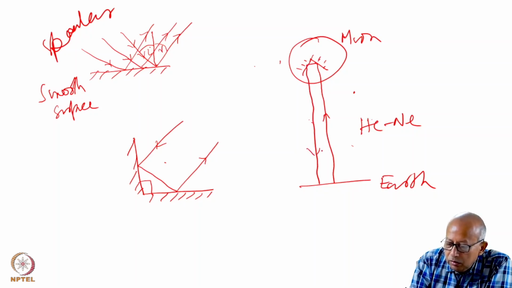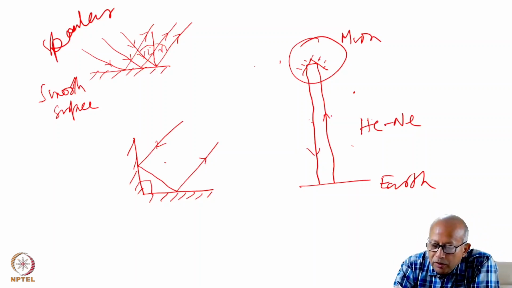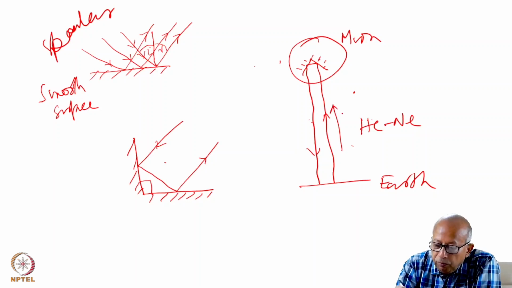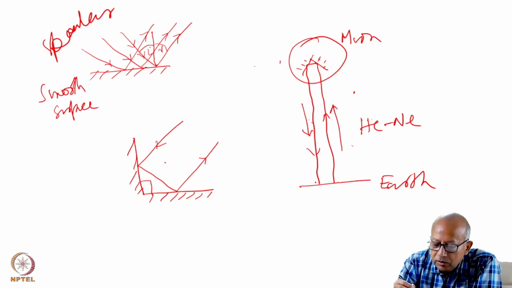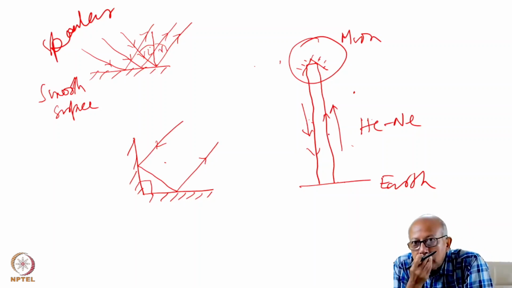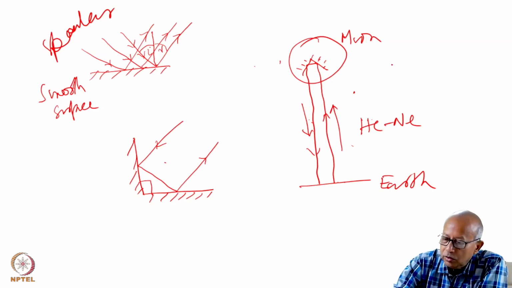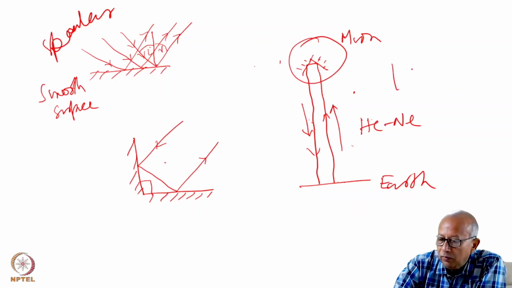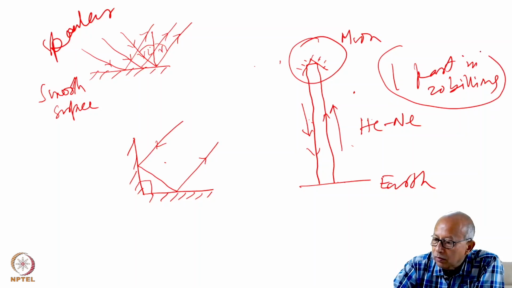it returned to the ground. And from the measurement of the to-and-fro journey of this beam of light from Earth to Moon and back to Earth again, the distance from Earth to Moon was estimated to an incredible accuracy, which I think was less than even 1 part in 20 billion. With such an accuracy.